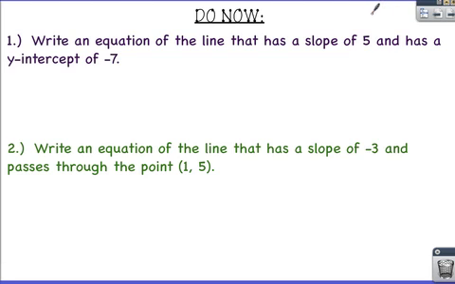Number 1. Write an equation of the line that has a slope of 5 and has a y-intercept of -7. So we know our slope, or m, is 5, and the y-intercept, or b, is -7. To write the equation of the line, we can use slope-intercept form, or y equals mx plus b. Therefore, the equation of this line would be y equals 5x minus 7.